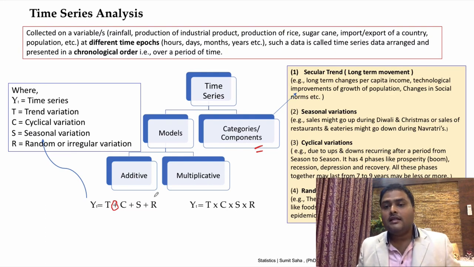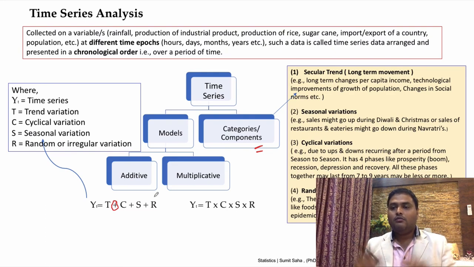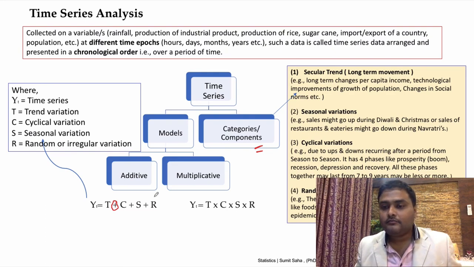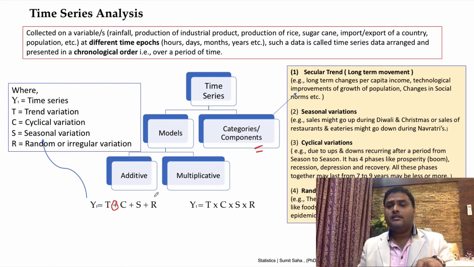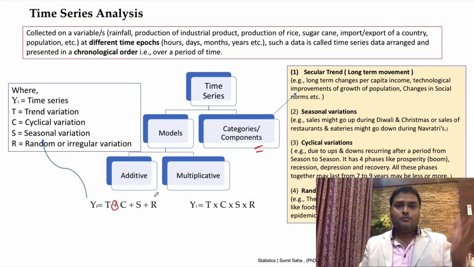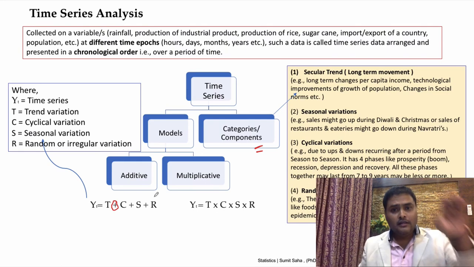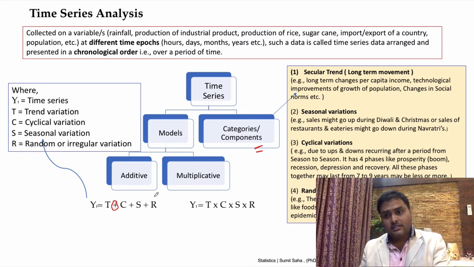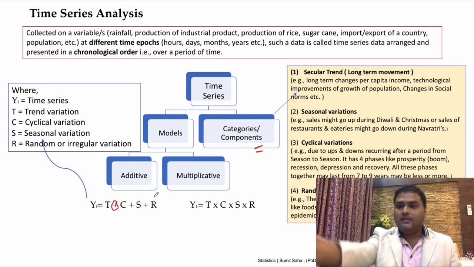Something is called cyclical variance. Cyclical variation is nothing but ups and downs recurring after a period, from season to season. It has four phases: prosperity, which is boom, meaning your company is doing very good. Then it will come down to recession, depreciation, and then it will recover. So there are four phases accordingly. I'll explain this in the next slide.